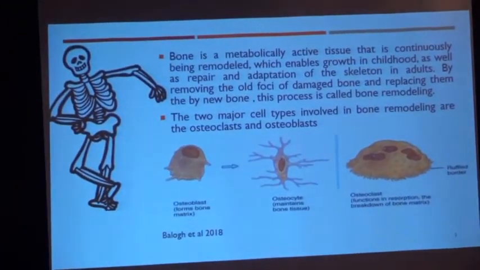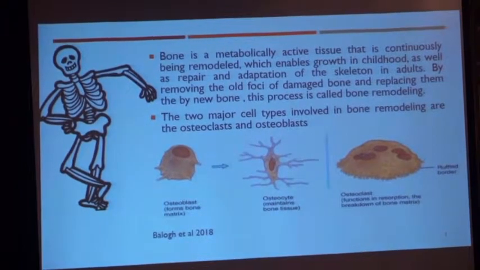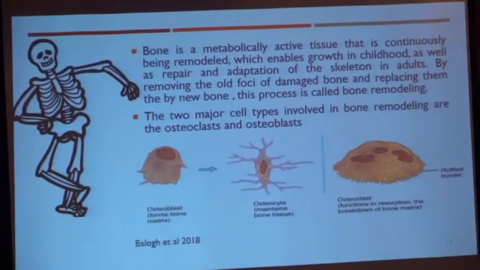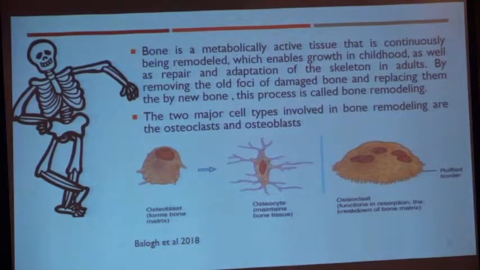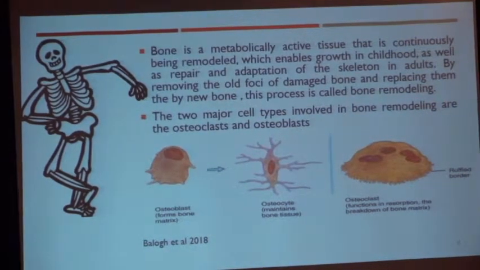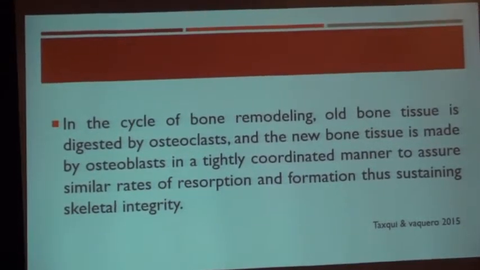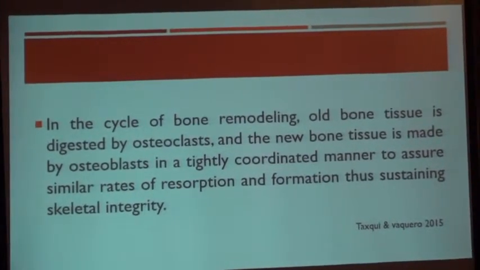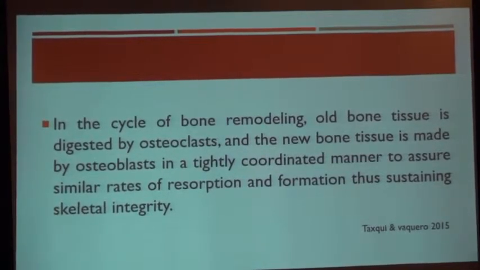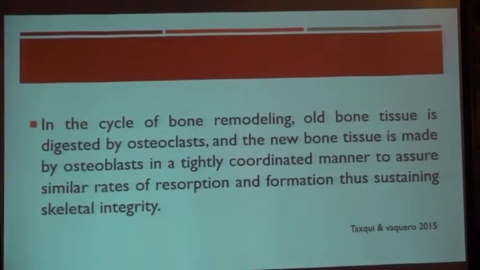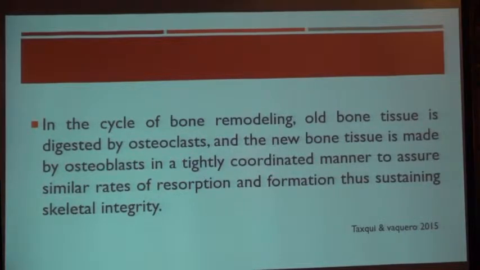The two major cell types involved in the bone remodeling are the osteoclast, which function as bone resorbing cells, and the osteoblast, which function as bone building cells. In the cycle of bone remodeling, the old bone is usually digested by the osteoclast, and the new bone is made by the osteoblast in a tightly coordinated manner to assure similar rate of resorption and formation, and thus sustaining the skeletal integrity.